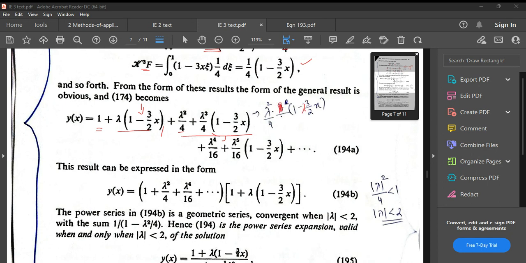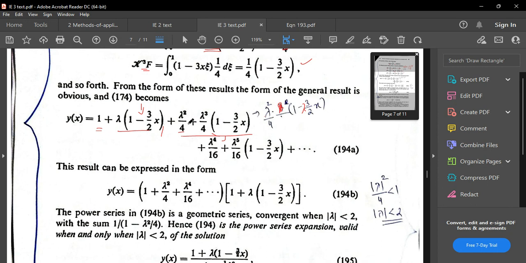By taking common out lambda square by 4 from these two terms, what will we get? Lambda square by 4 into 1 plus lambda into 1 minus 3 by 2 x. That is, what is inside this bracket is the same thing that is left here. So by taking common out from these two factors, lambda raised to 4 by 16, we will end up with these two terms inside this bracket here.